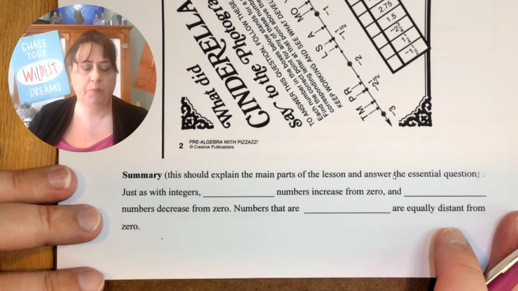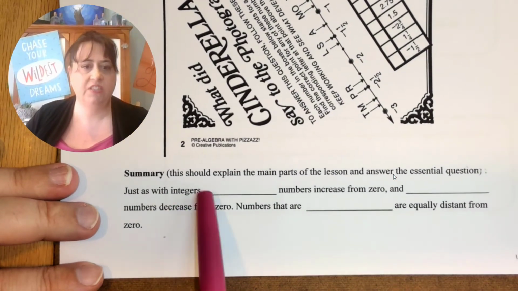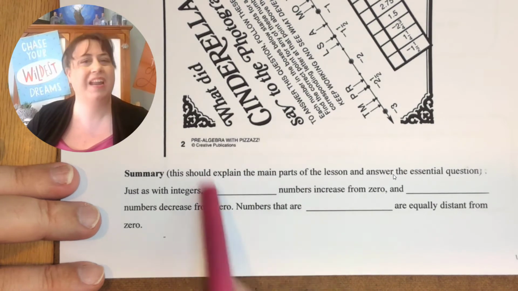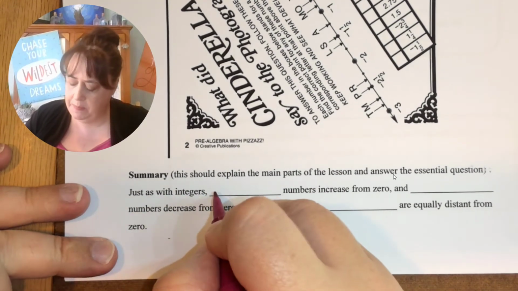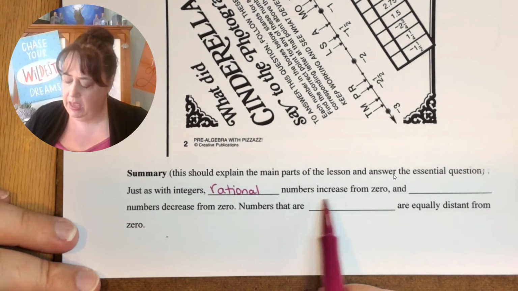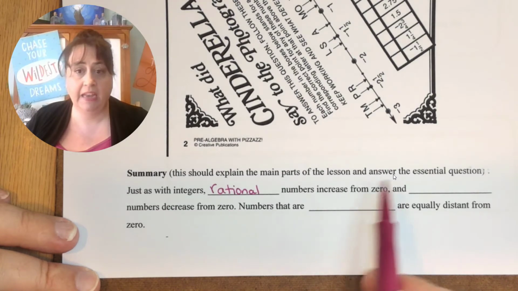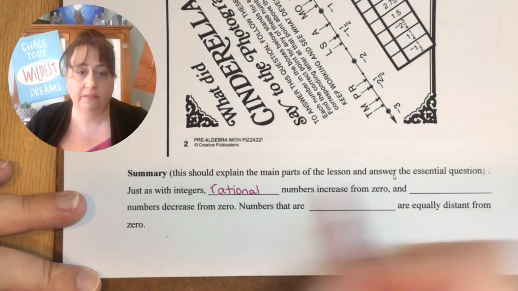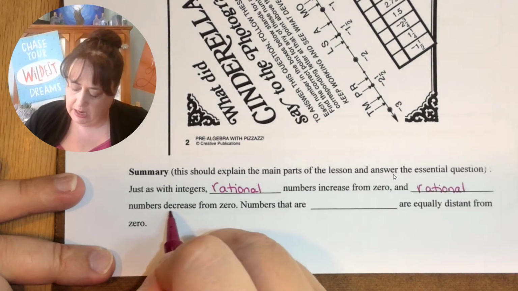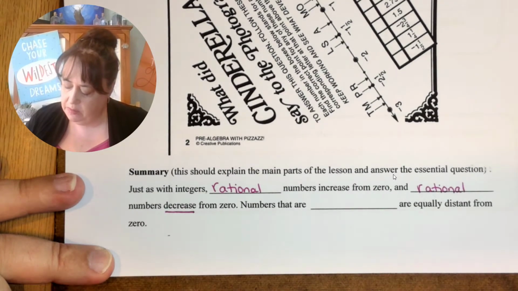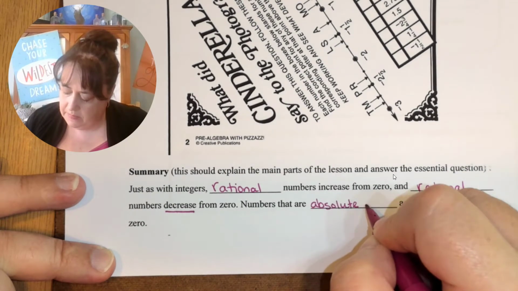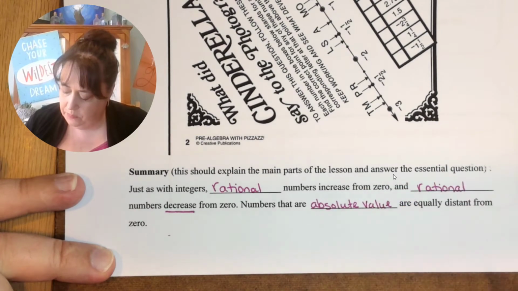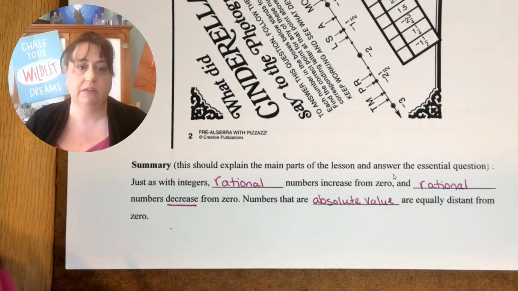So let's look at this summary real fast. Just as with integers, blank numbers. So what kind of numbers were we just talking about? We were talking about rational numbers. Increase from 0 and do what? Rational numbers do what? Decrease from 0. Numbers that are absolute value are equally distant from 0.